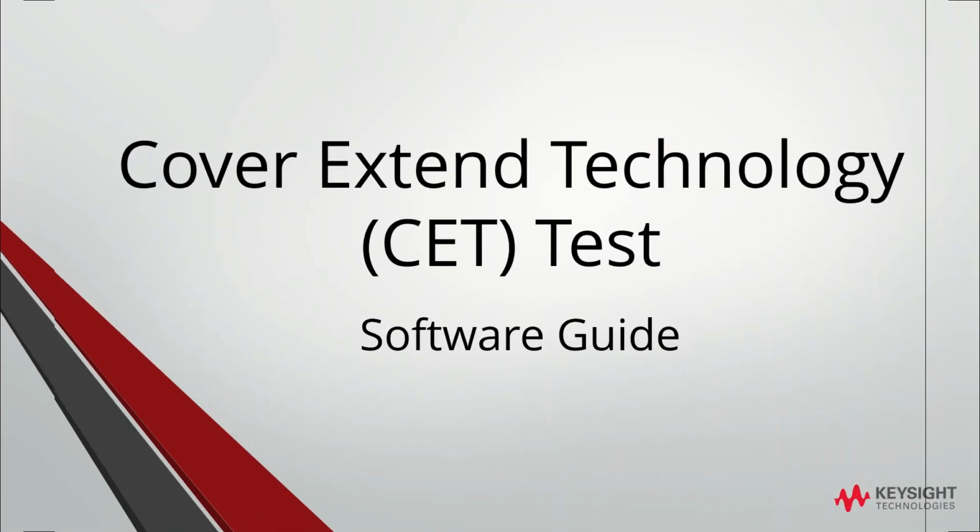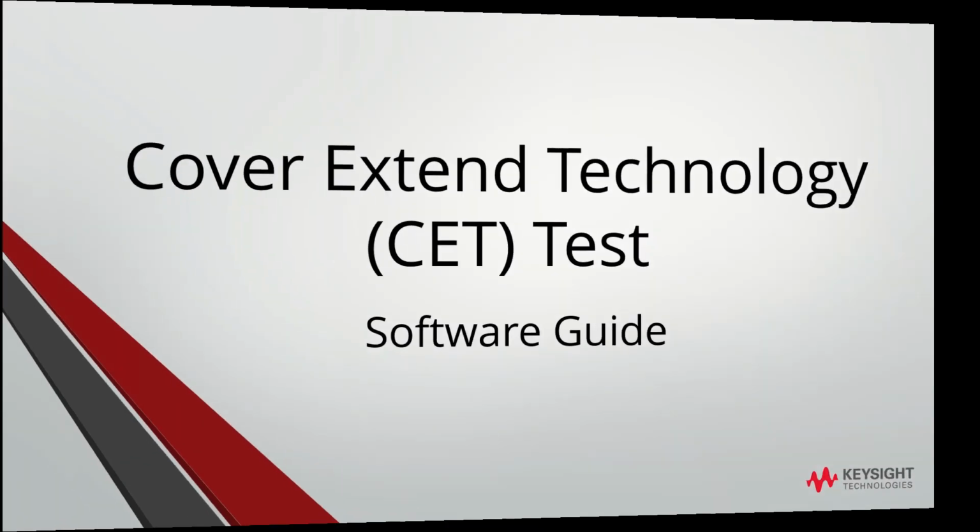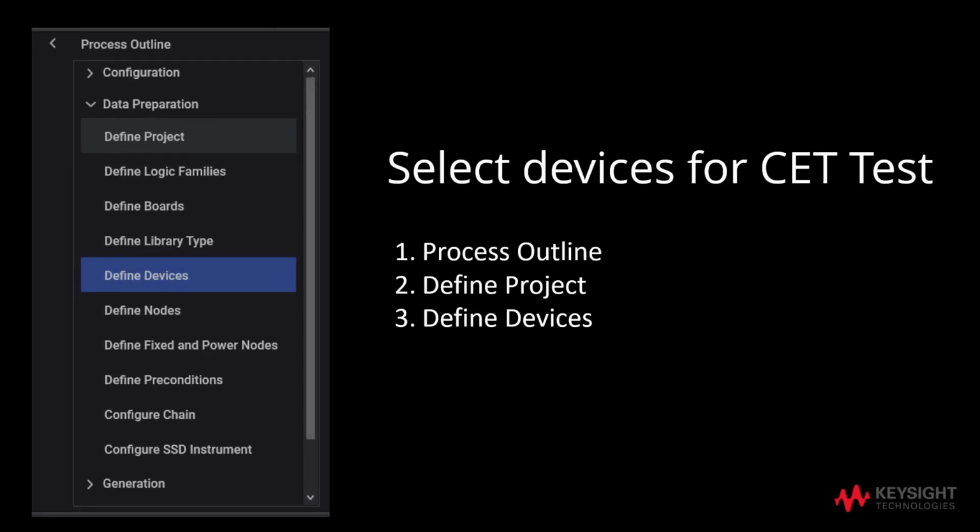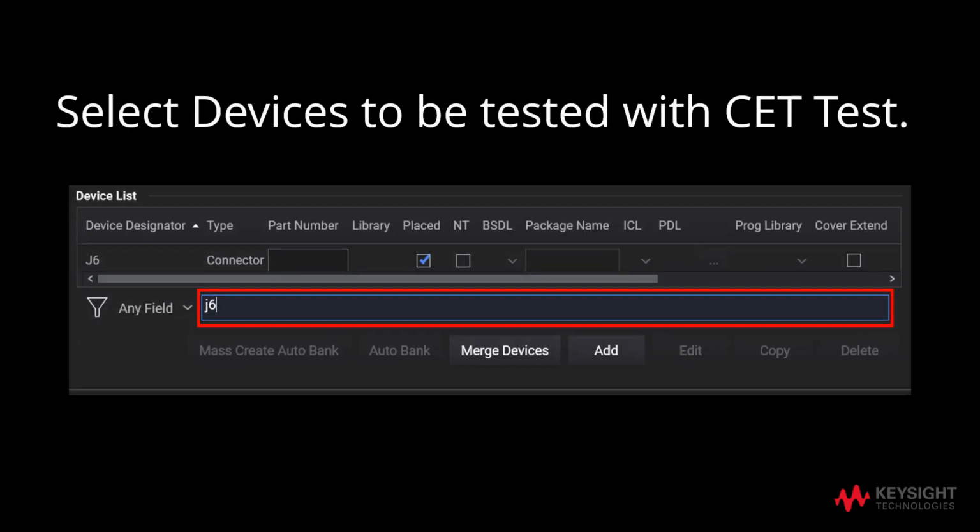We will now proceed to the Cover Extend Technology Test software guide. We will start by selecting devices for Cover Extend Technology Test by going to Process Outline, Define Project, and thereafter, Define Devices. Under Device List, search for the desired device and ensure that the Cover Extend box is checked. In this case, we will search for J6.